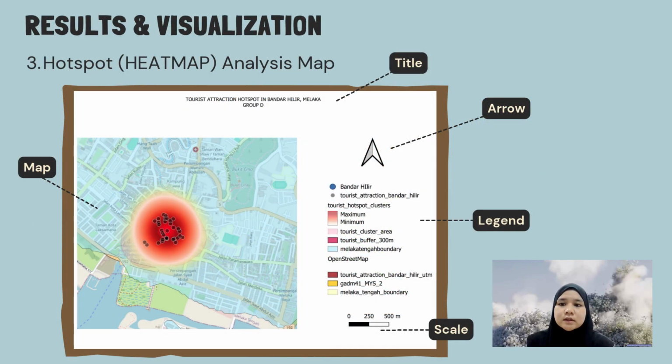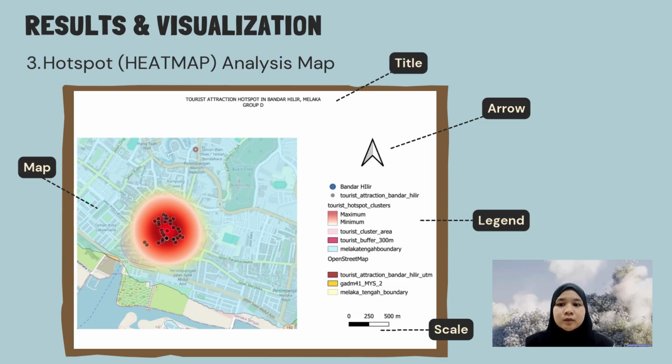Results in visualization: hotspot heat map analysis map. So this map shows the hotspot or heat map analysis of tourist attractions in Bandar Hilir, Melaka. The purpose of this map is to identify areas with a high concentration of tourist attractions based on spatial clustering. The hotspot analysis was generated using tourist attraction point data that were previously clipped to the Bandar Hilir study area. A clustering technique was applied to identify areas where tourist attractions are located close to each other.